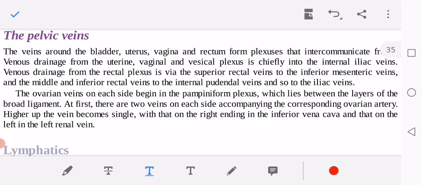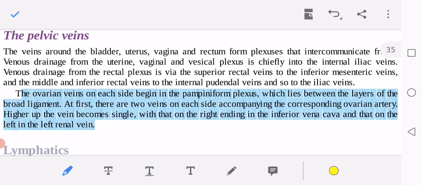The ovarian veins on each side begin in the pampiniform plexus, which lies between the layers of the broad ligament. At first, there are two veins on each side accompanying the corresponding ovarian artery. Higher up, the vein becomes single, with that on the right side ending in the inferior vena cava, that on the left side the left renal vein. This point is very important from the MCQ point of view.